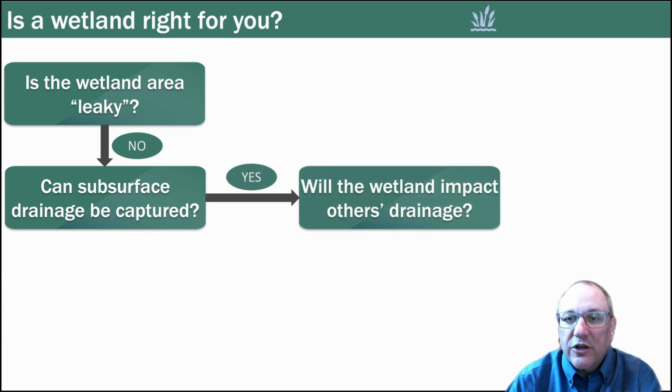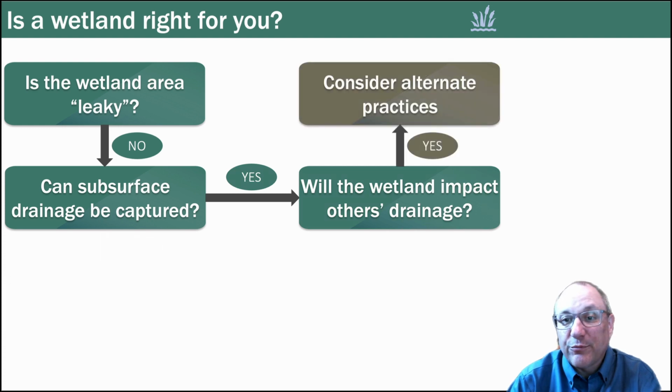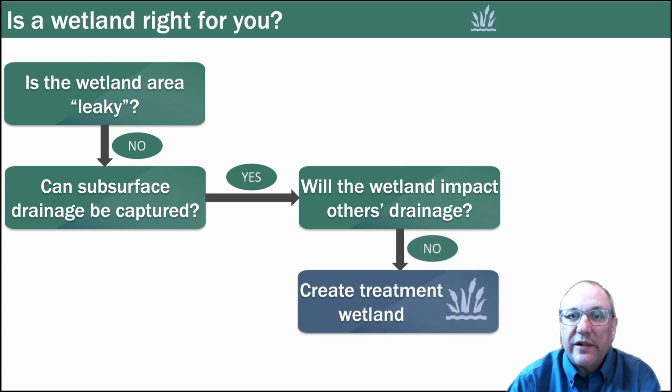If tile drainage water can be captured and directed to the wetland, the next question is whether that can be done in a way not to impact the drainage of others. For example, having enough drop not to back up and submerge upstream outlets. If it will likely affect the drainage of others, then an alternative practice should be considered. But if not, then the site is a good candidate for a treatment wetland.